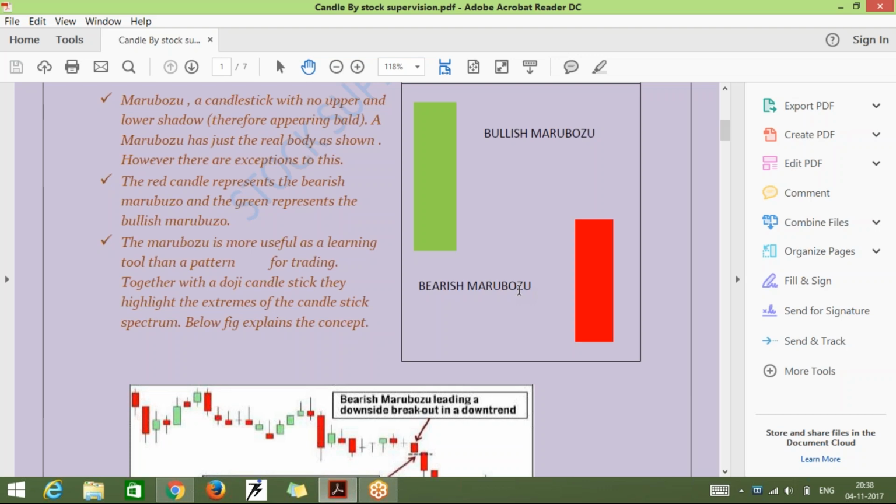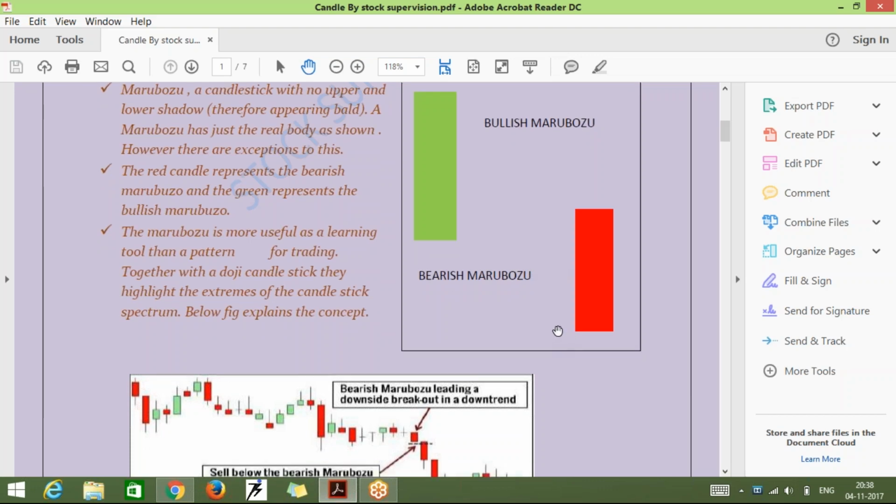There are two kinds of traders: risk takers and risk absorbers. A risk taker can start trading. As I said, it's not traded on its own, but if seen with a doji, then you can start trading at the end of the candle, at the close of the candle. A risk absorber should wait for the next candle for confirmation. In a similar way, in a bullish Marubozu, the close, the upper end, could be traded.